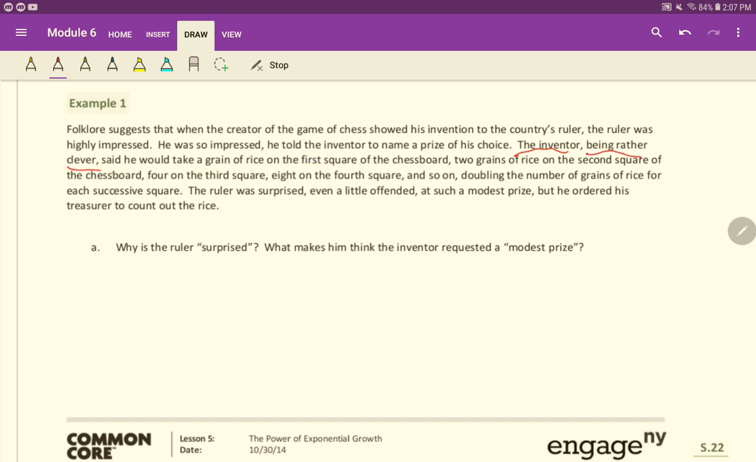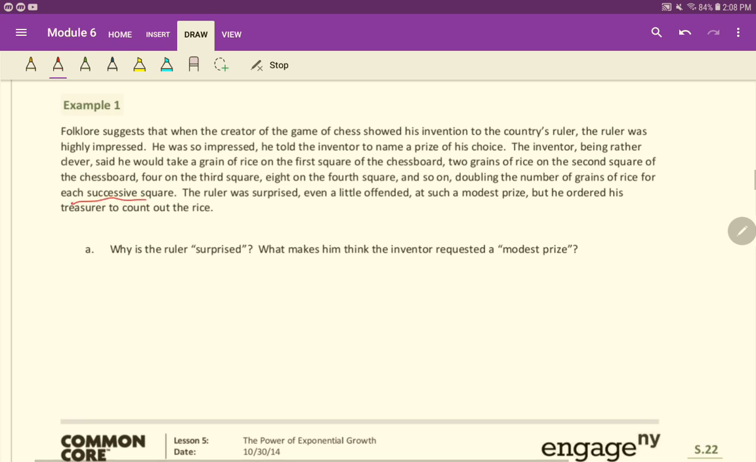He would take a grain of rice on the first square of the chessboard, 2 grains of rice on the second square, 4 on the third square, 8 on the fourth square, and so on, doubling the number of grains of rice for each successive square. The ruler was surprised, even a little offended, at such a modest prize, but he ordered his treasurer to count out the rice. Why is the ruler surprised? What makes him think the inventor requested a modest prize?